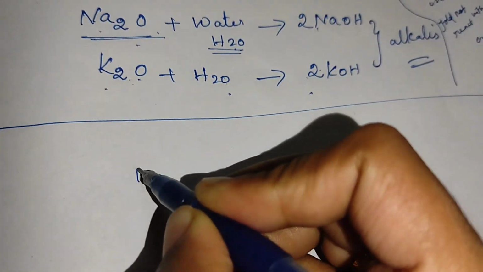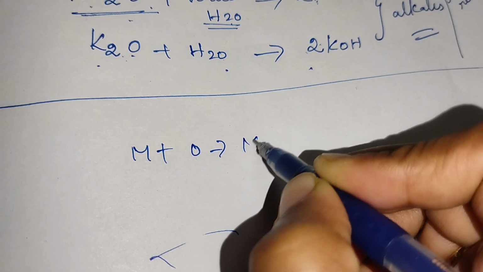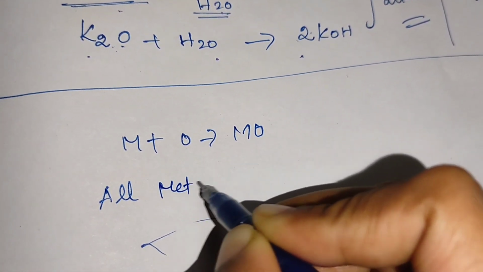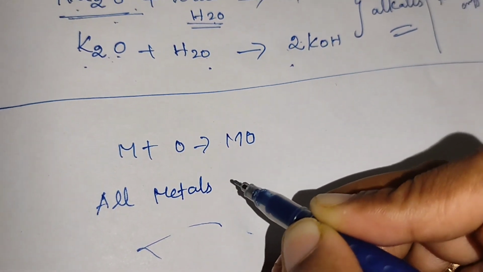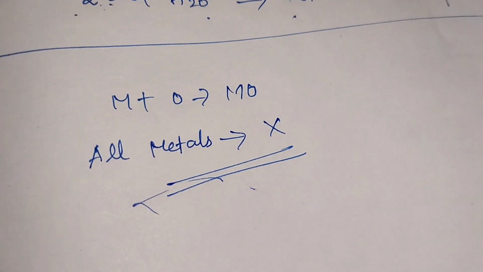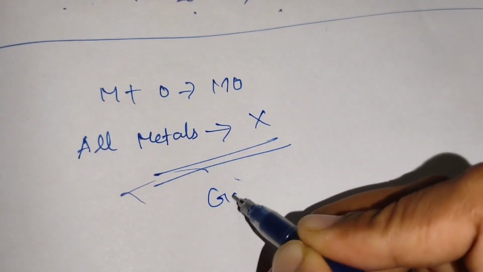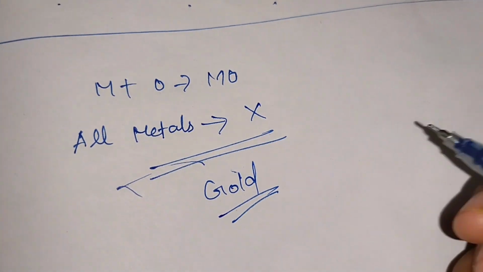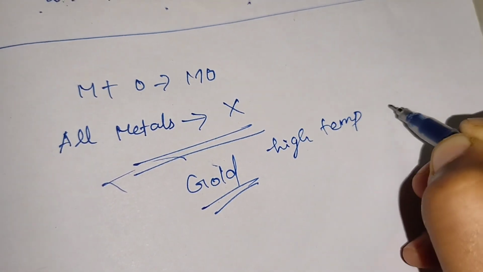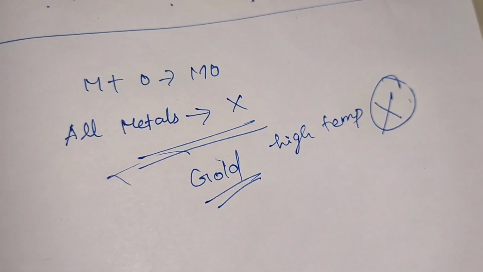I said metal is reacting with oxygen and it is giving metal oxide, but not all metals. Some metals do not react with oxygen. For example, gold. Even at a high temperature, gold does not react with oxygen.